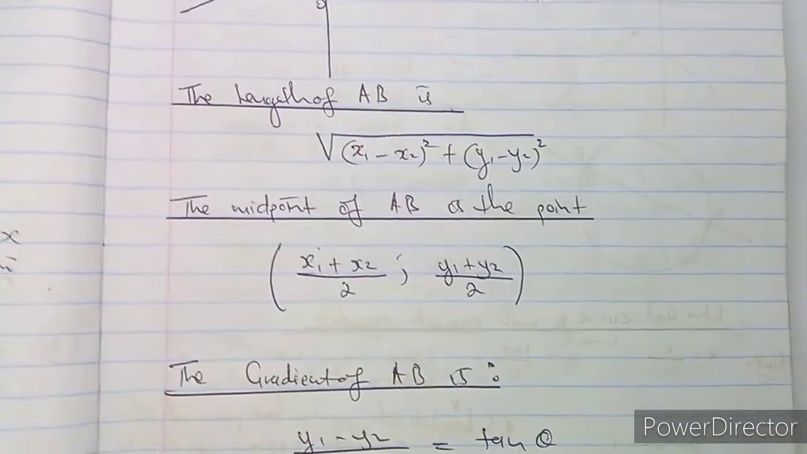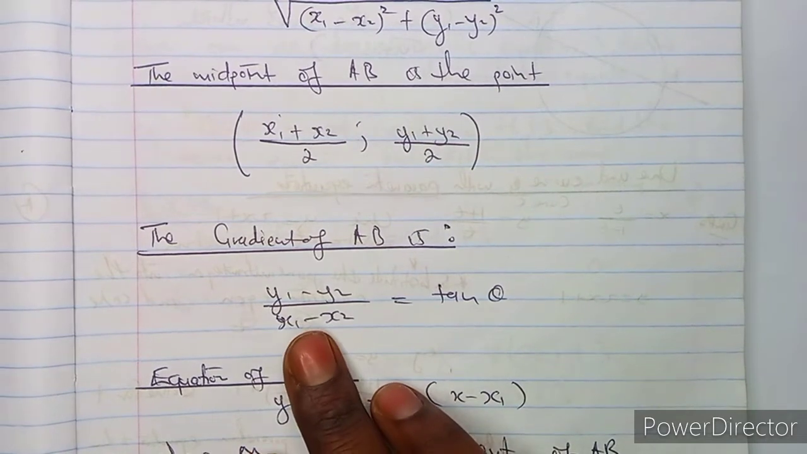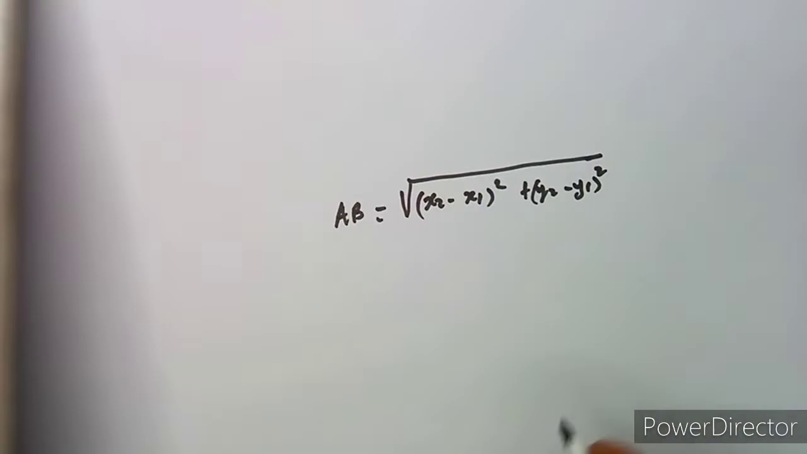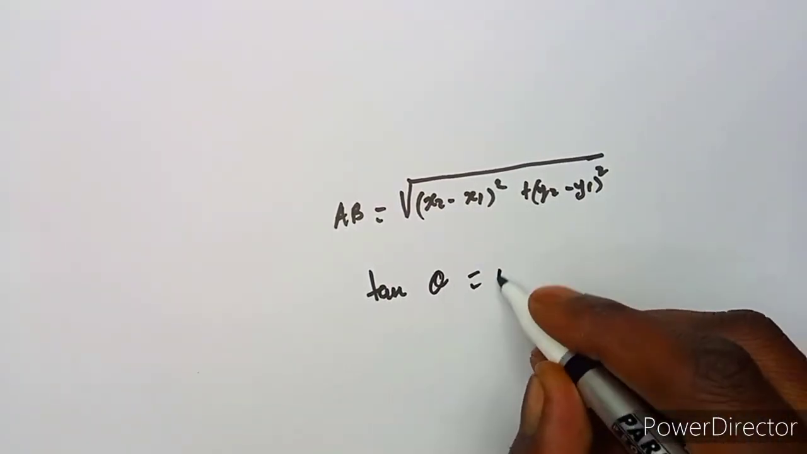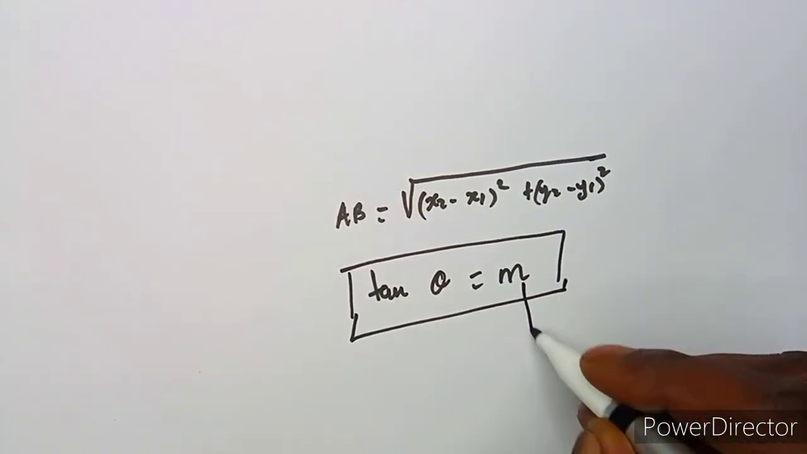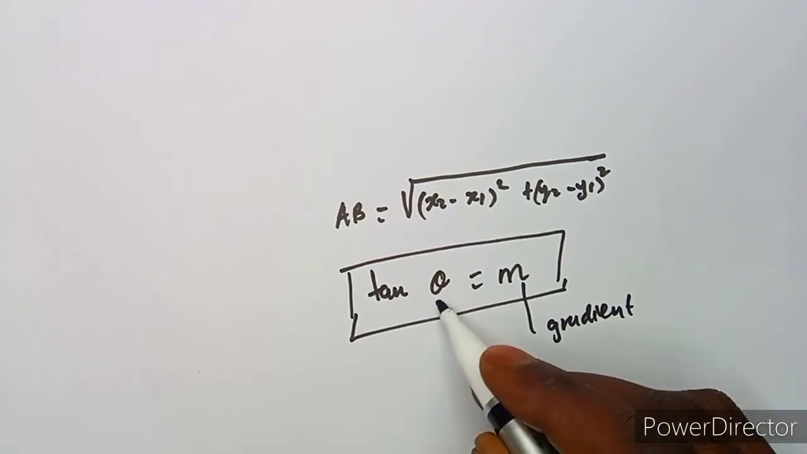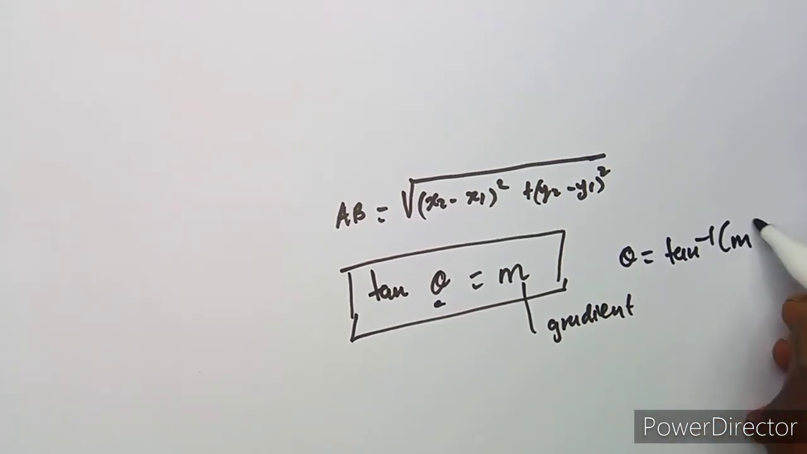From that concept, the gradient of AB is equal to tan theta, which comes from the angle of inclination. So tan theta is equal to m, where m is the gradient. That means to find theta, you shall use arctan m. You have got the theta now.